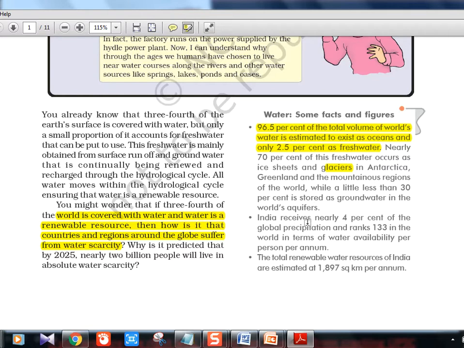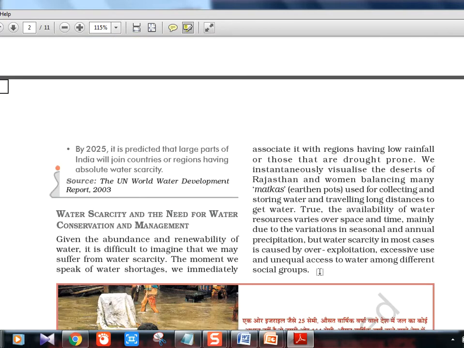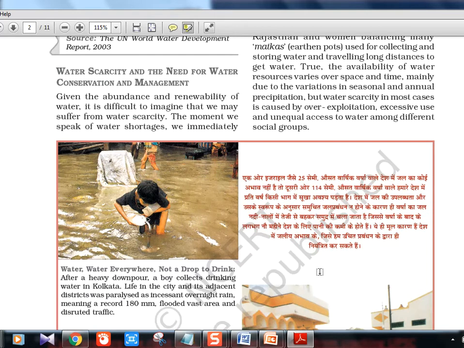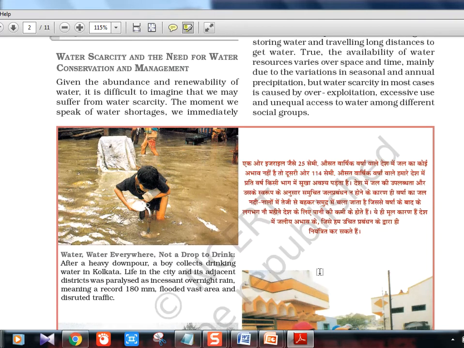Now India receives nearly 4% of the global precipitation and ranks 133 in the world in terms of water availability per person. So India, because of its huge population and huge demands, has very little water availability per person. The total renewable water resources of India are estimated at a number that is not required. Water scarcity and the need for water conservation and management.